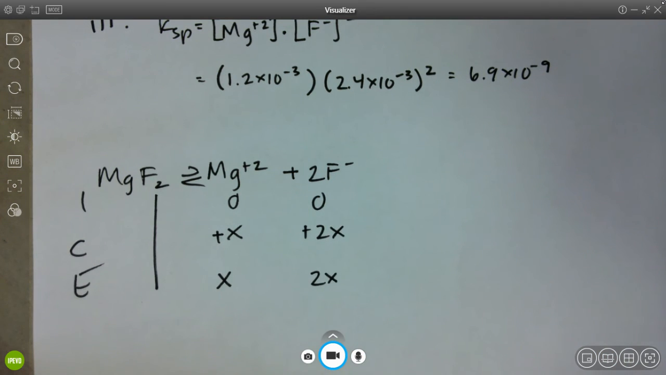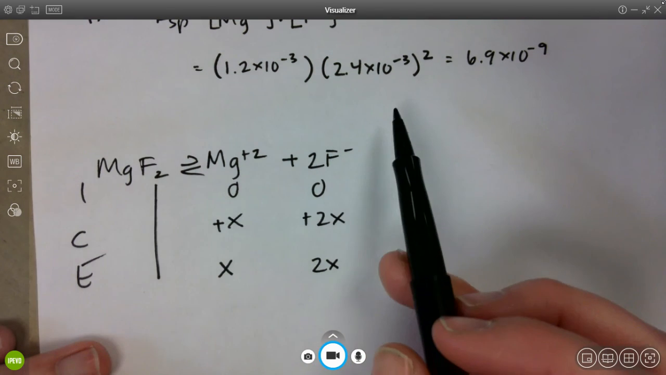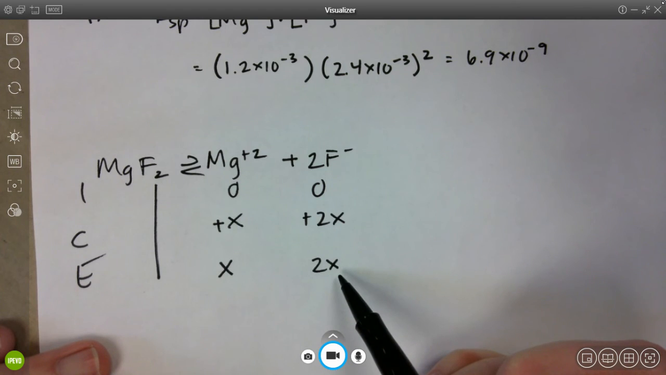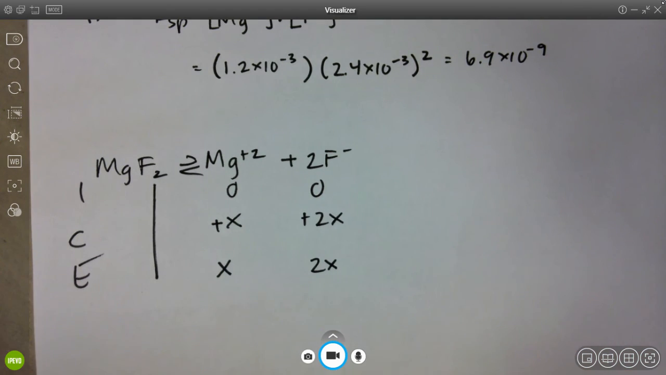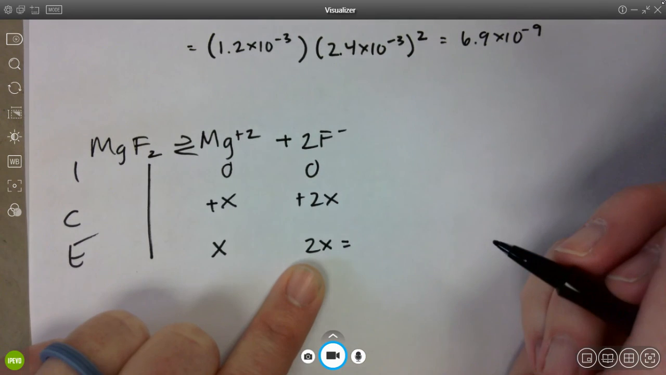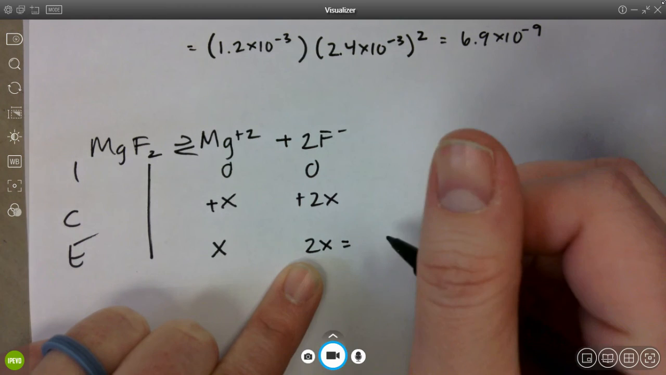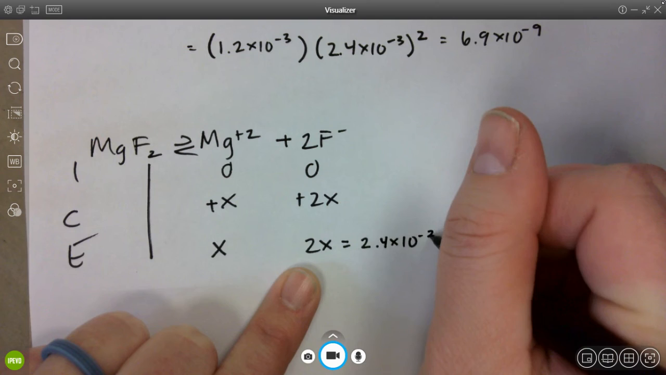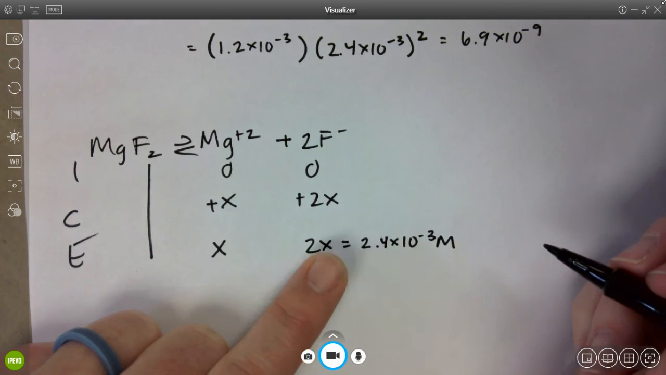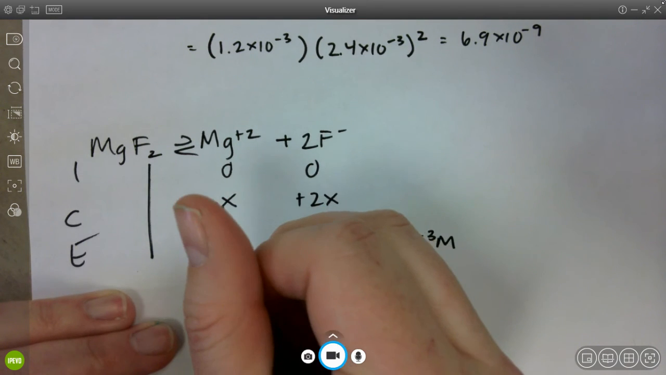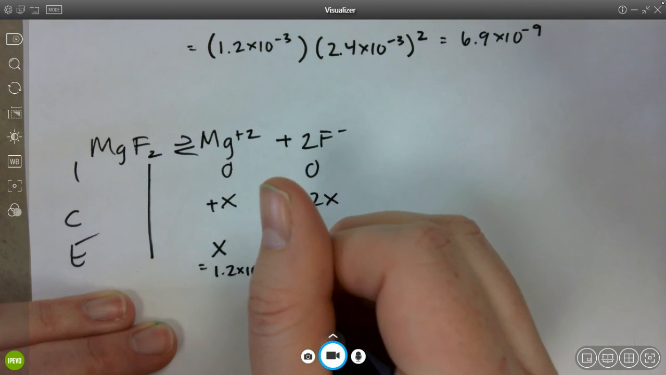So what I see people doing sometimes, if they're not reading carefully, is that they will take the concentration of the thing that's 2x and accidentally multiply it by 2. So what I mean by that is, in this problem, they are telling you 2x, the equilibrium concentration of F minus, is equal to 2.4 times 10 to the negative third molar. They are telling you that. That is equal to 2x. And that's, of course, why x for magnesium is equal to 1.2 times 10 to the negative third.